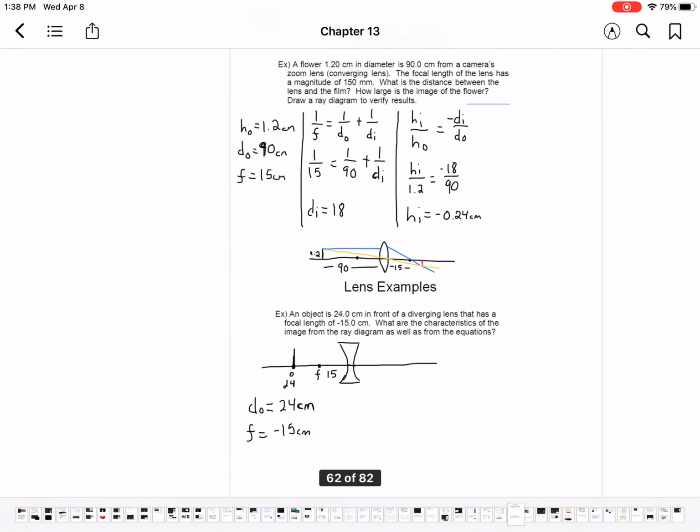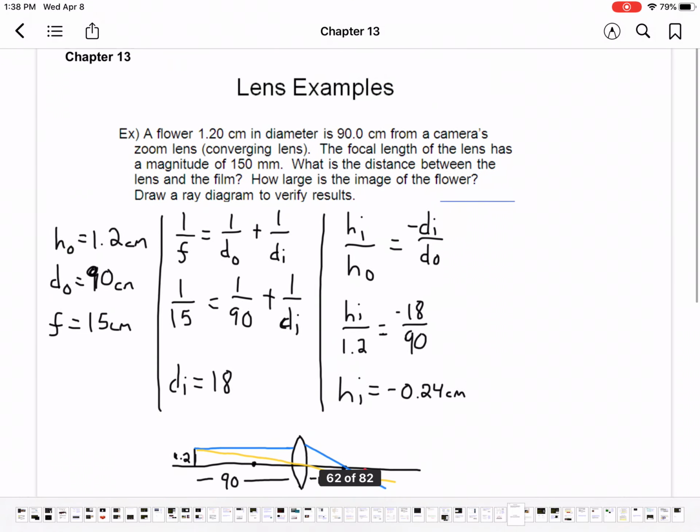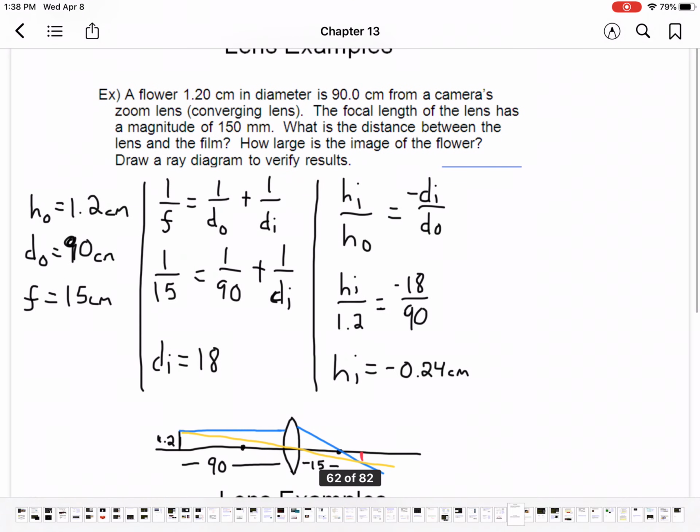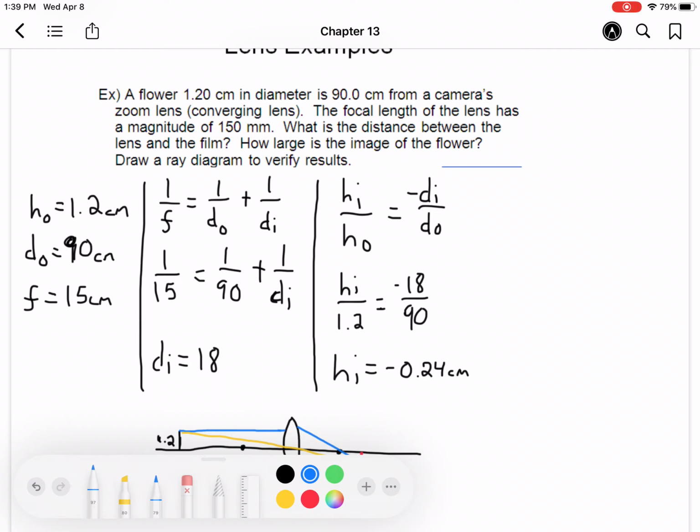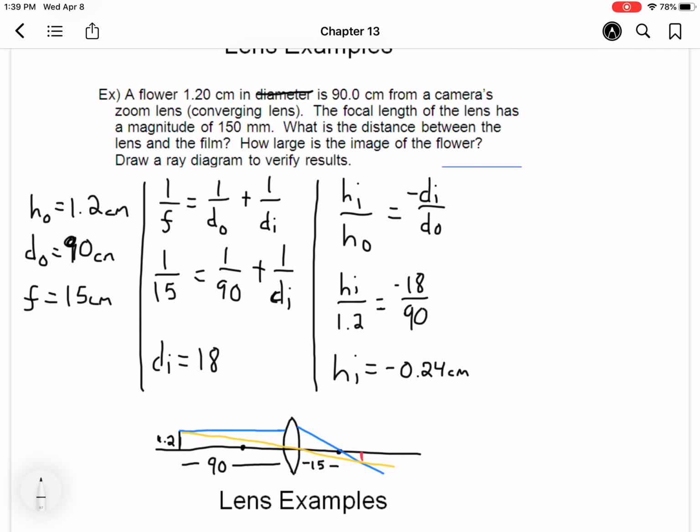All right. So here is lens example number 1. A flower is 1.2 centimeters in diameter, which we're just going to say tall, right? 1.2 centimeters tall, because the diameter is kind of talking about we're going to say tall. And it's 90 centimeters from a camera's lens, right? And the focal length of the lens has a magnitude of 150 millimeters. Okay, what is the distance between the lens and the film, and how large is the image of the flower? Draw a ray diagram to verify the results.